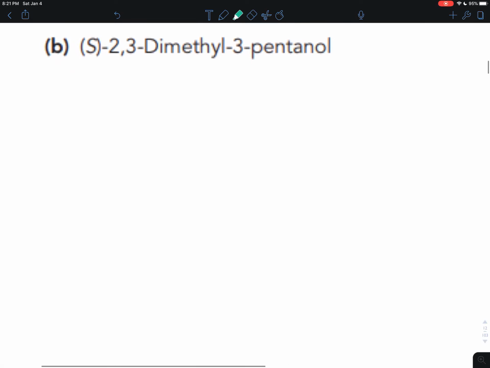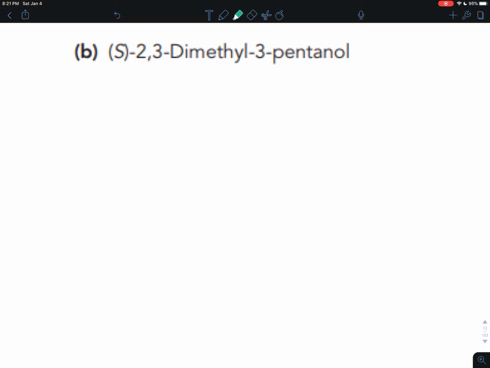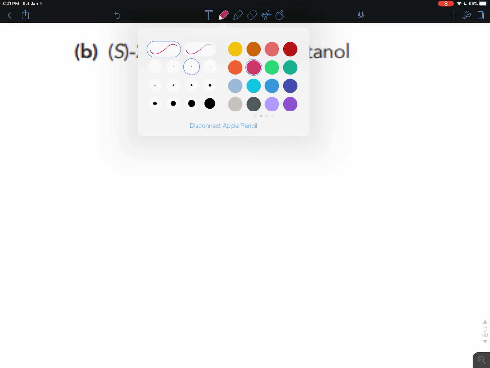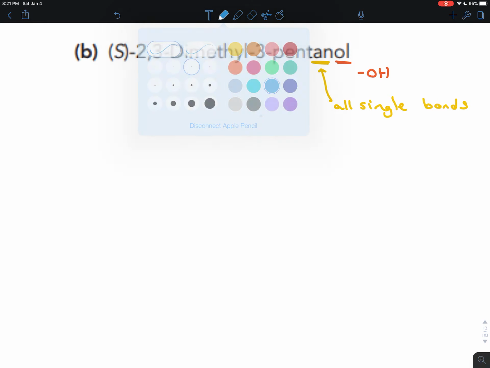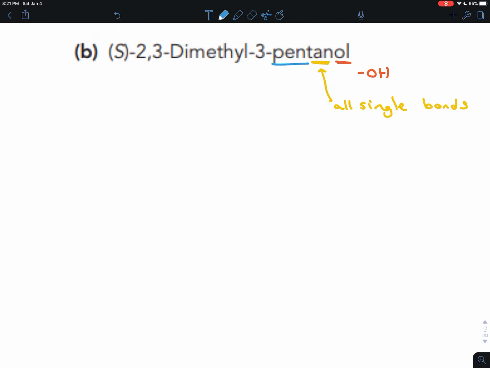Okay, let's try that again. Let's try that with B. So we'll try to lock in our skills here. You'll see at the end of this we have a suffix, -ol. That means that we have an OH on the molecule. To the left of that we have an infix -an-. That means that we have all single bonds. In front of that we have a prefix pent-, and that means we have 5 carbons.